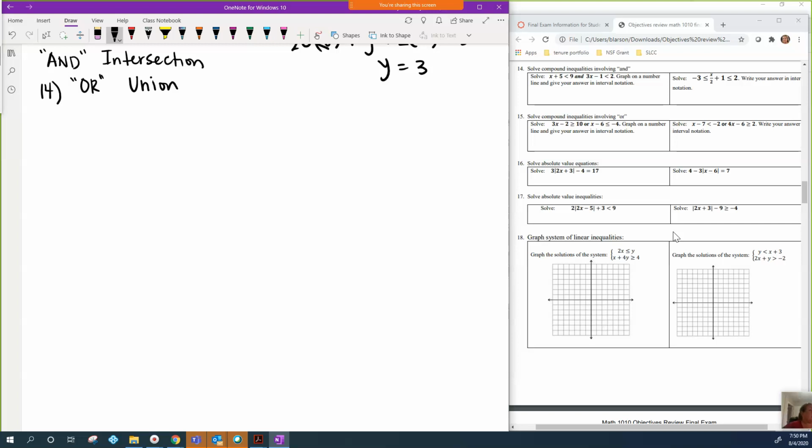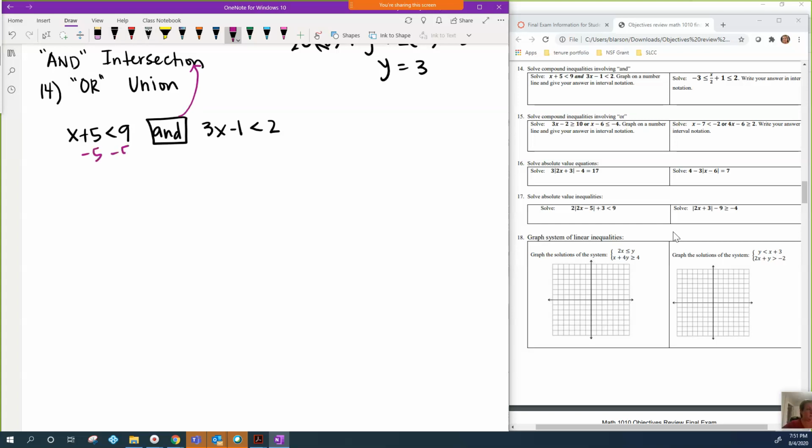So on number 14, if we look at that first one, it says x plus 5 is less than 9, and, so this is the word I need to know, 3x minus 1 is less than 2. I'm going to solve each of these separately and then graph them on the same number line so I can see what's going on. Since it's an "and" statement, I want the intersection, which means I want to know where they're overlapping.